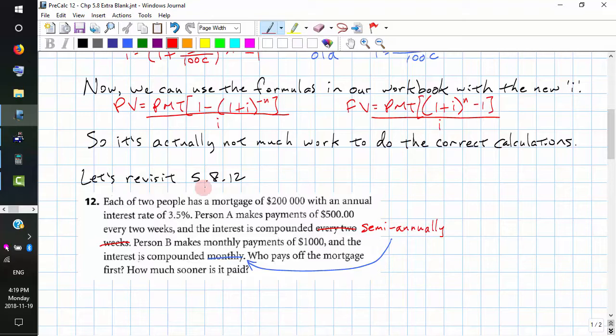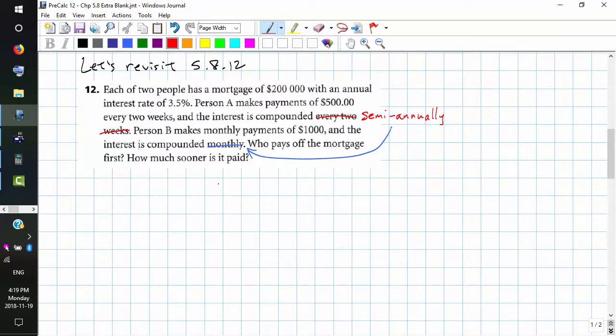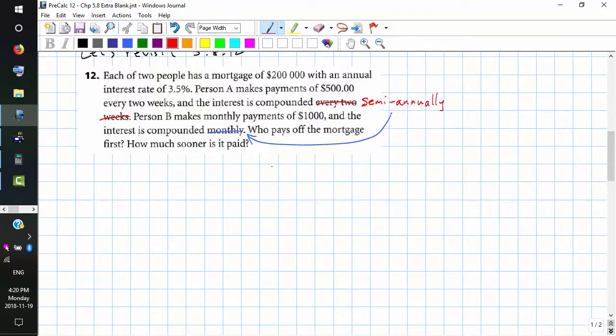So let's revisit 5.8.12. Each of two people has a mortgage of $200,000 with an annual interest rate of 3.5%. Person A makes payments of $500 every 2 weeks, and the interest is compounded semi-annually. This is correct for Canada now. Person B makes monthly payments of $1,000, and the interest rate is compounded semi-annually. Who pays off the mortgage first?